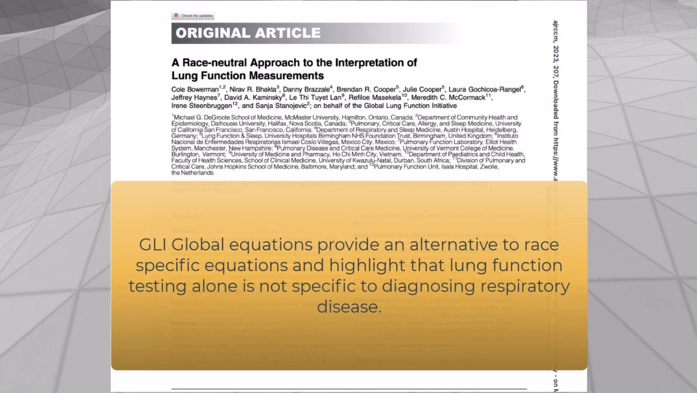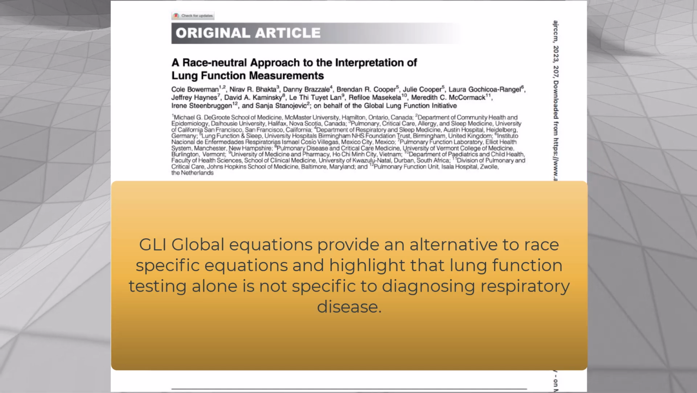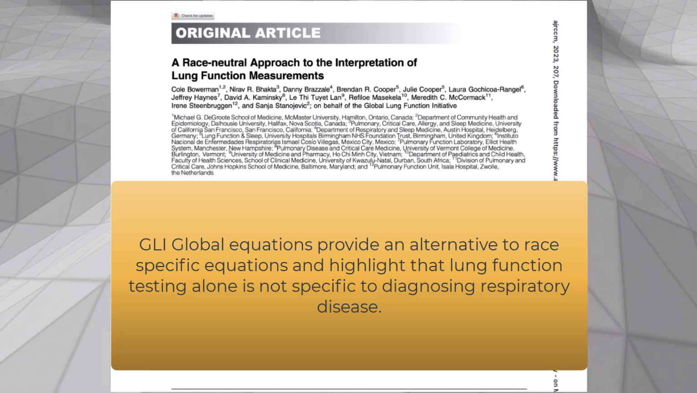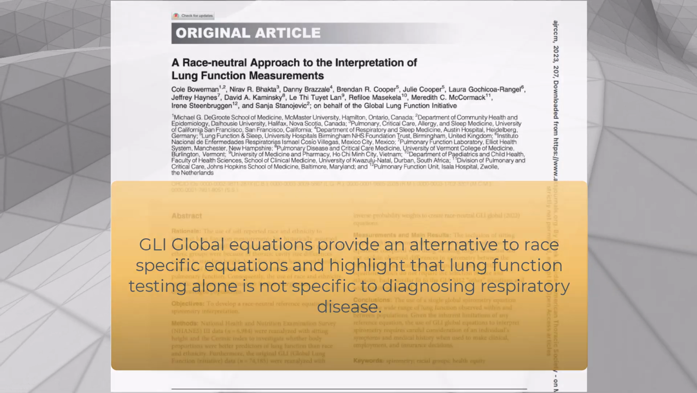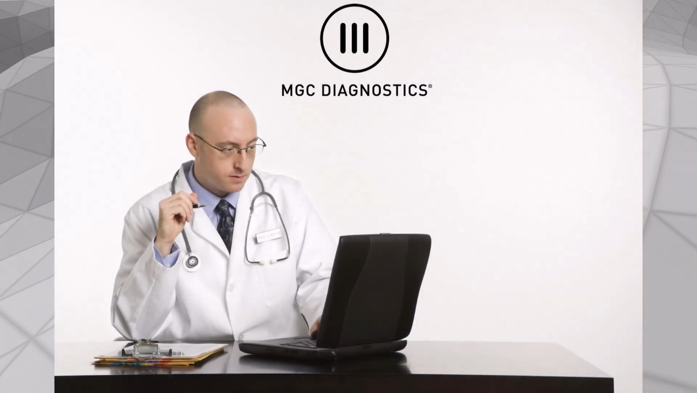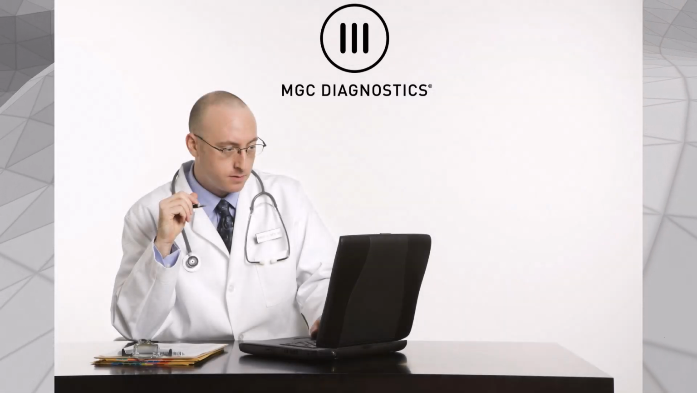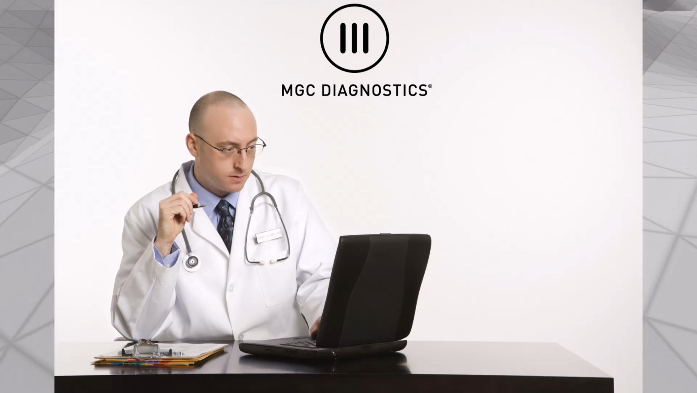The GLI also cautions that the GLI global equations provide an alternative to race-specific equations and highlight that lung function testing alone is not specific to diagnosing respiratory disease. Whether you switch to using the GLI race-neutral equations for FVC, FEV1, and FEV1 over FVC is up to your health center and medical director.